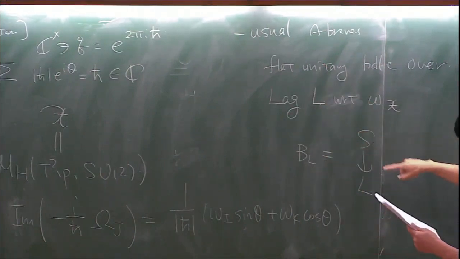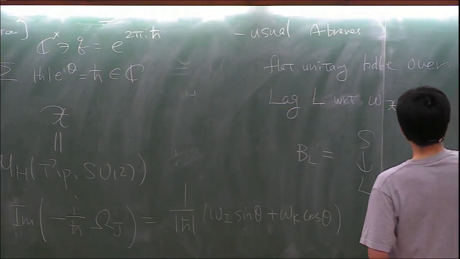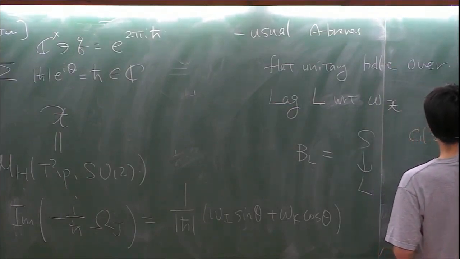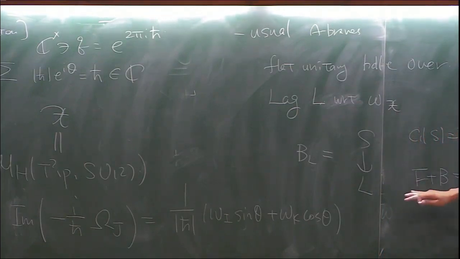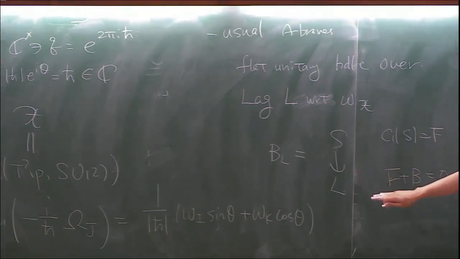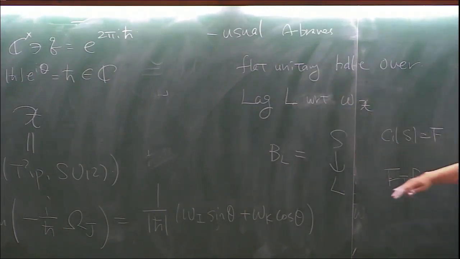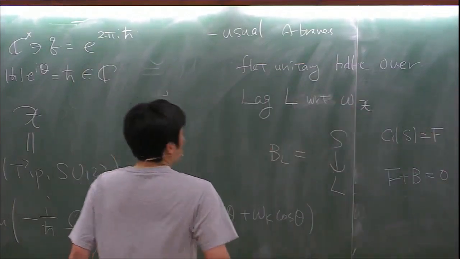The S is a flat unitary bundle, and the first Chern class of S, the curvature F, satisfies the generalized flatness condition: F plus B is equal to zero, where B is the B-field of the sigma model. So this flat unitary bundle means flat including the effective B-field. That's the physicist's way to define the flatness condition.